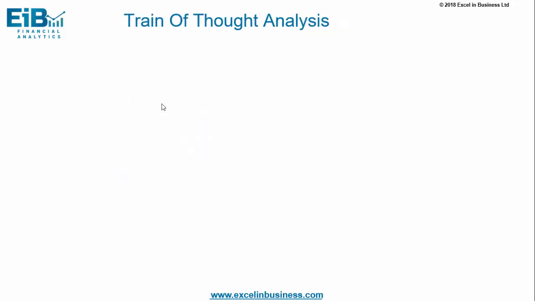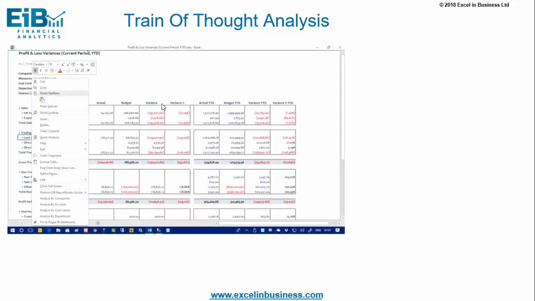One of the must-have features of 2.18, and if I was on a la carte 2.15 or below, I would genuinely upgrade to 2.18 just for this feature. This is incredibly powerful. This is the train of thought analysis that we've added into 2.18. And what this is all about, it's about providing a set of standard reports as you do now. In this case we are looking at a profit and loss variance report from EiB Financial Analytics, and we're saying, well, what sort of questions could the user ask next?